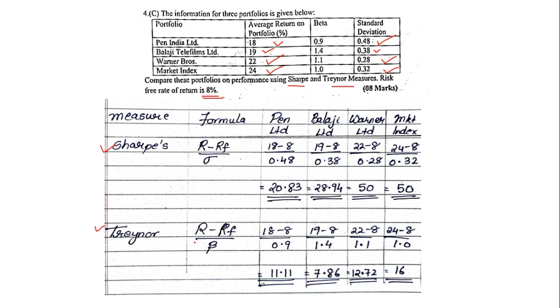For Treynor's, the formula is, the numerator remains same, return minus risk-free return upon beta. So it would be 18 minus 8 upon 0.9, 19 minus 8 upon 1.4, 22 minus 8 upon 1.1, and 24 minus 8 upon 1.0. So when you minus and divide, you will get the answer as 11.11, 7.86, 12.72 and 16.